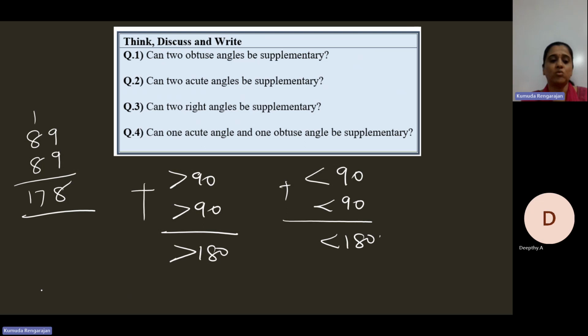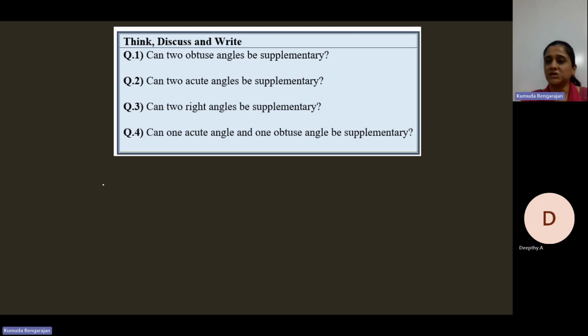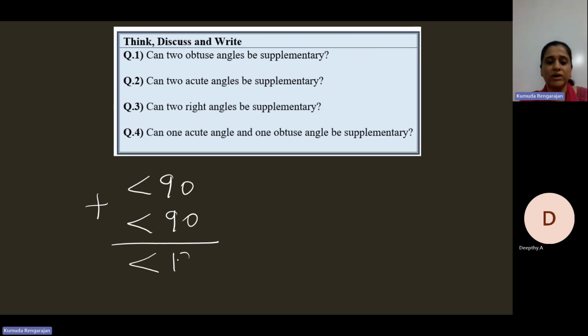Two acute angles means what? Their measures are less than 90 degrees, right? Both are less than 90. So when you add, the sum will be less than 180 degrees. So two acute angles cannot be supplementary angles. Why am I saying less than 90? Because acute. So less than 90, another angle less than 90. When you add, the sum will be less than 180. They cannot be supplementary.